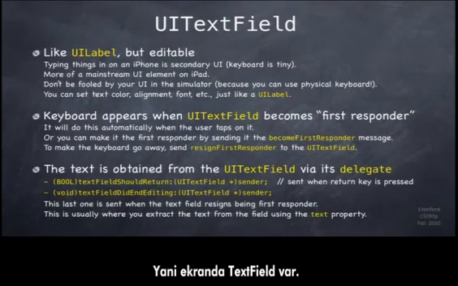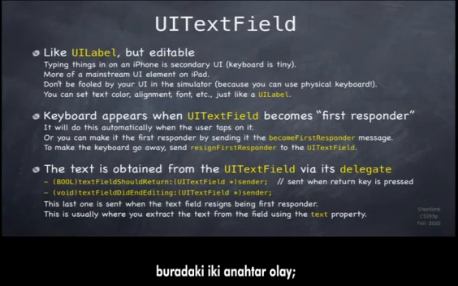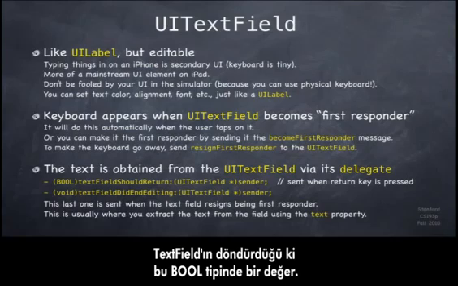So the text field is now on screen. It's got the blinking cursor in there. The keyboard comes up, and the user types something in. How do you get the text out? How do you find out what they typed? And the answer is through a delegate method, or delegate methods. UI text field has a delegate. And two of the key ones here are text field should return, which returns a bool.